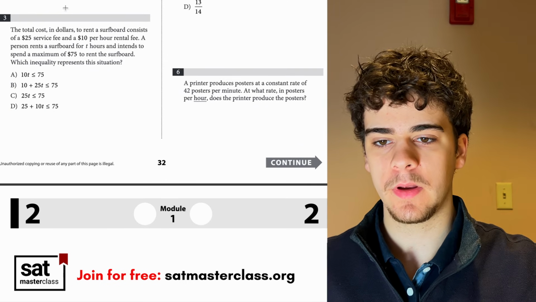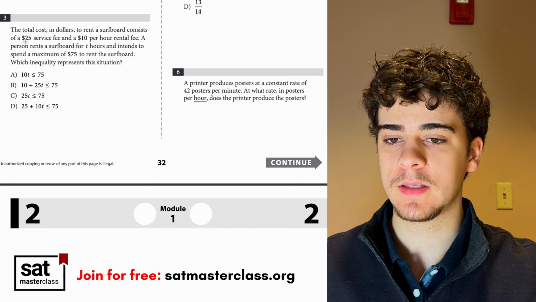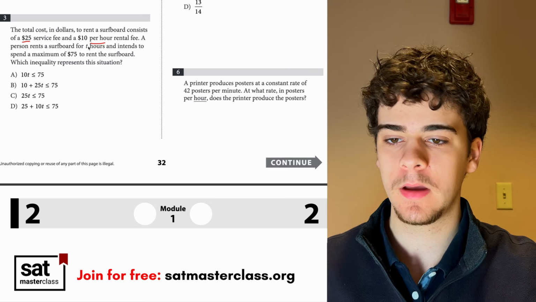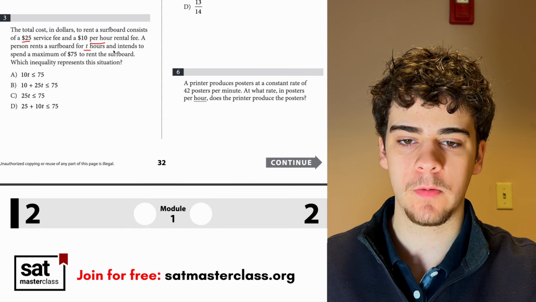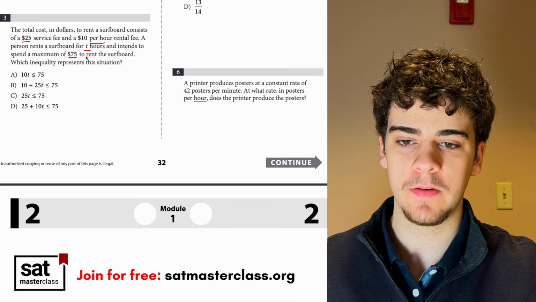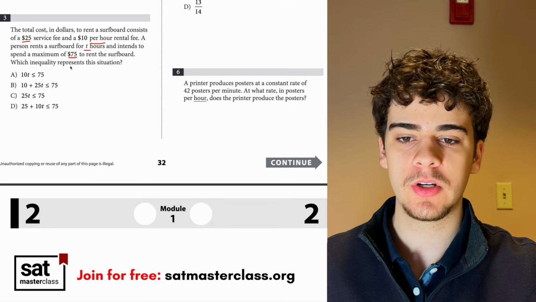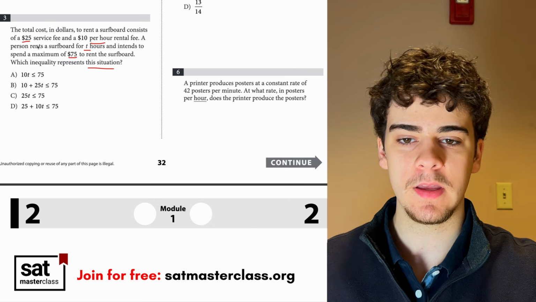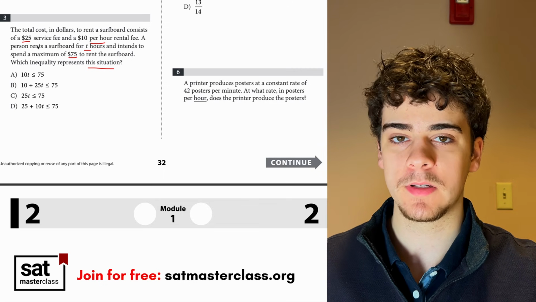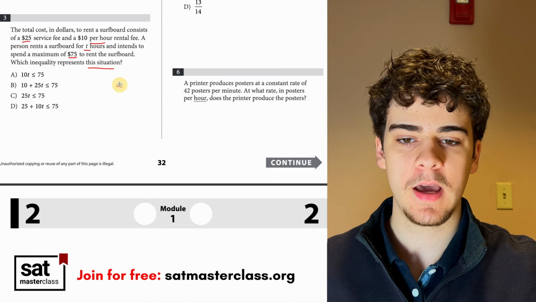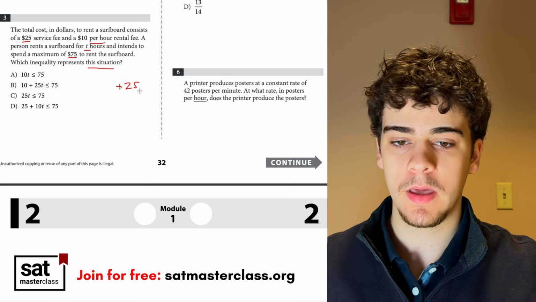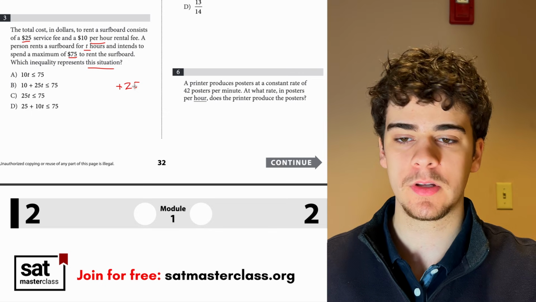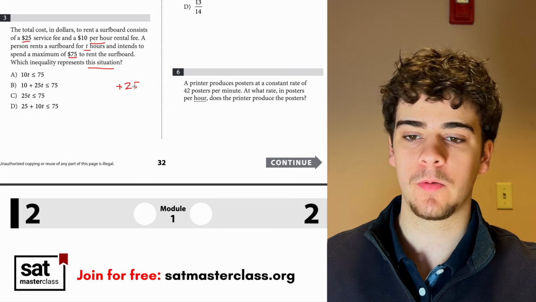Okay, question number 3. The total cost in dollars to rent a surfboard consists of a $25 service fee and a $10 per hour rental fee. A person rents a surfboard for t hours and intends to spend a maximum of $75 to rent the surfboard. Which inequality represents this situation? Okay, so we can see that the $25 service fee is not contingent on the number of hours that they rent the surfboard. So that means that we're just going to have a plus 25 because, once again, it's not going to be contingent on the variable t, because it'll be $25 whether we rent for 1 hour or whether we rent for 100 hours.